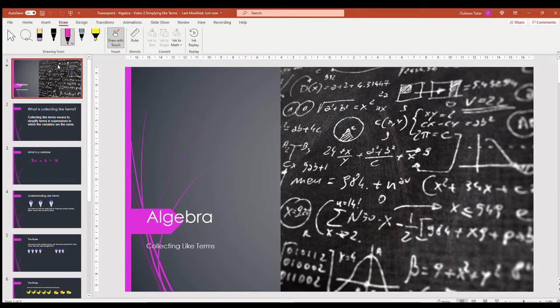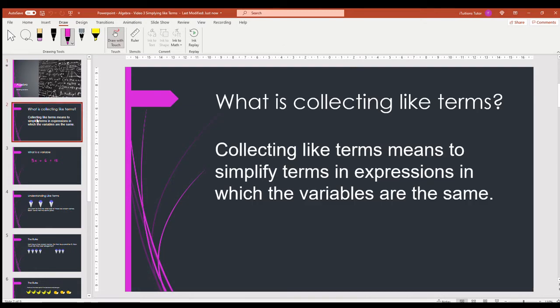In my previous videos, I showed you the basic rules of algebra and how to use algebra. In this video, I'm going to show you how to collect like terms. Collecting like terms means to simplify terms in expressions in which the variables are the same.